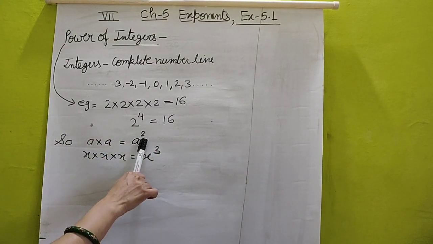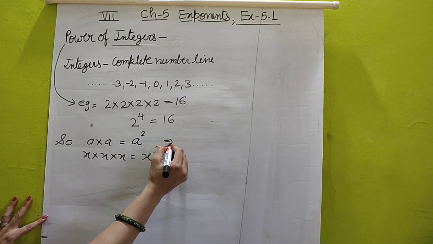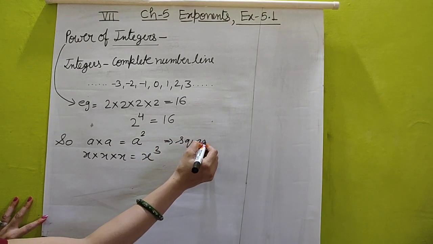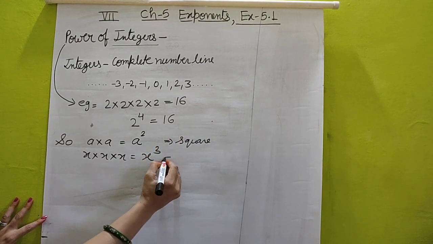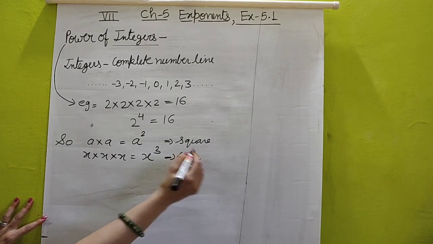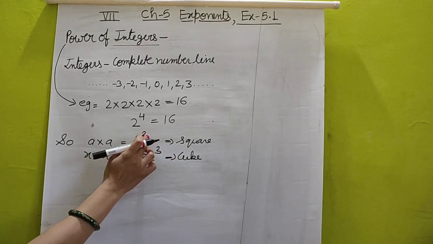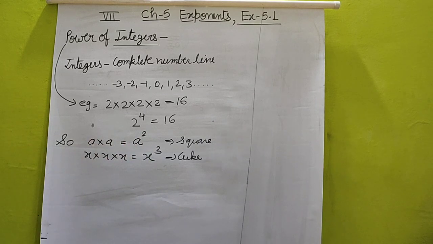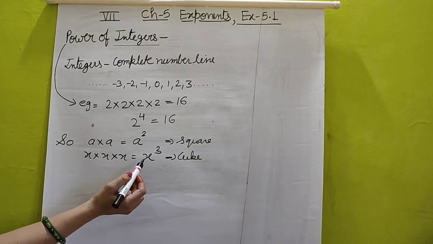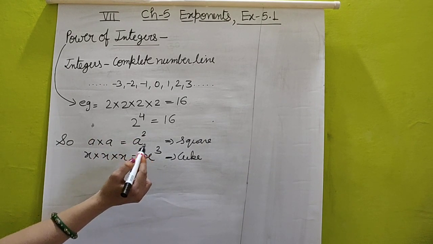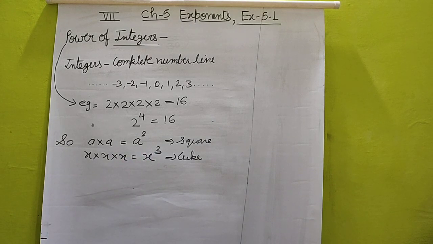Students, when the power is 2, what do we say? We say square. And if the power is 3, we say cube. So a square, we can say a square or a raised to power 2. Here we can say x cube or x raised to power 3. Here 2 raised to power 4.